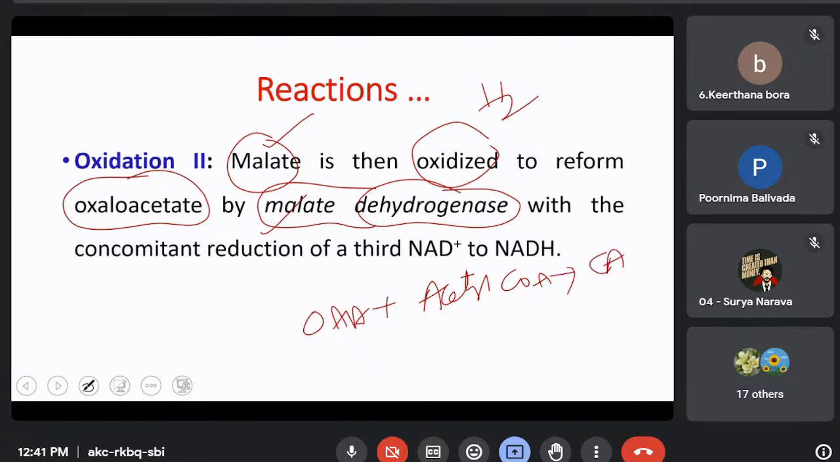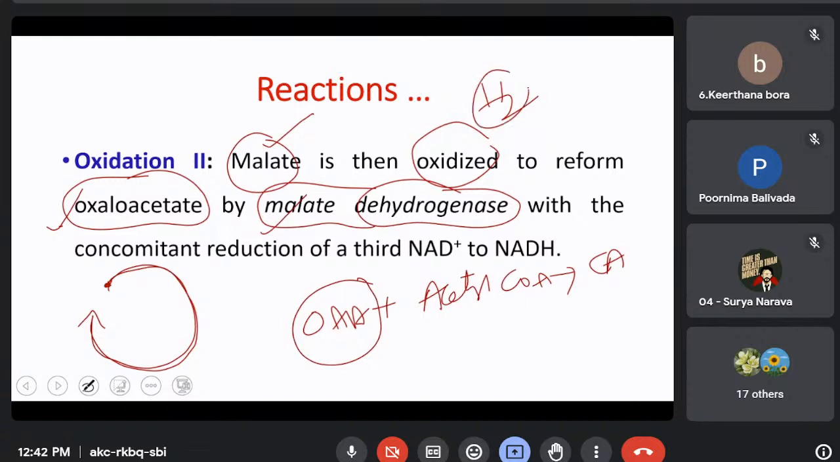So we call this a cycle, the Krebs cycle. What do you mean by cycle? Cycle means it comes to the same point. It starts here and comes to the same point. So it started with oxaloacetic acid and now it ended with the regeneration of oxaloacetic acid. So oxaloacetic acid is said to be formed.